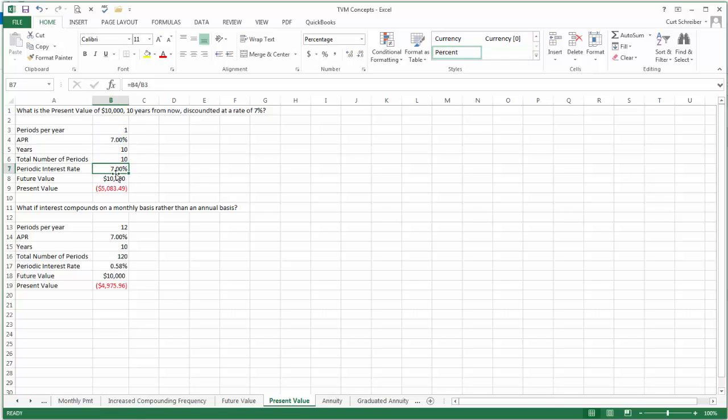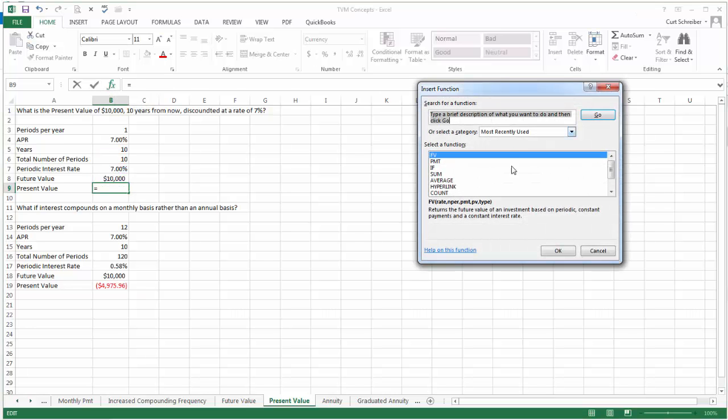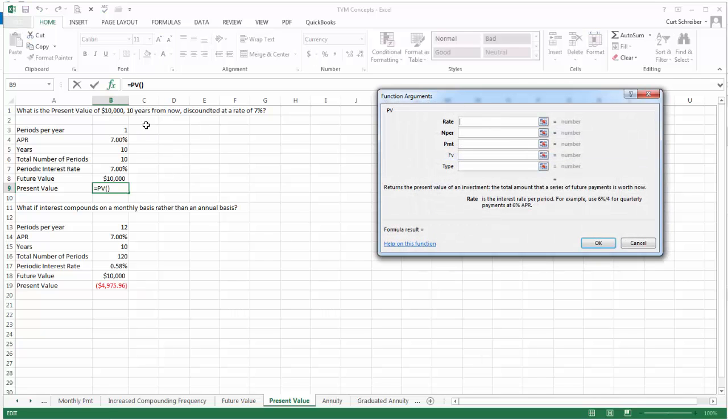The periodic interest rate is going to be equal to the total quoted rate, not multiplied, divided by the periods per year. In this case, the future value is $10,000. Now, the calculation of the present value is a time value of money function. If we click on the Insert Function button, let's go ahead and type in PV and hit Enter 2 times. Our rate is going to be equal to the periodic interest rate. Our number of periods is going to be equal to the total number of periods, which is equal to 10.